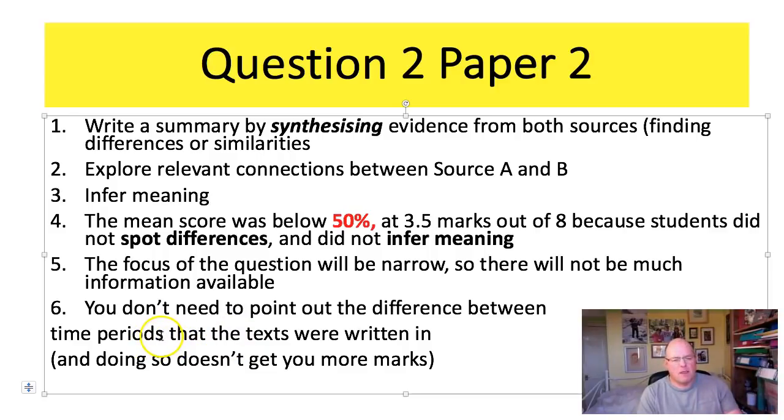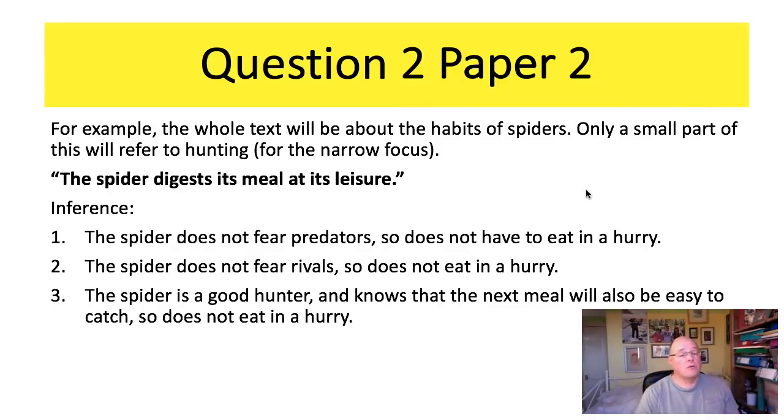One's obviously a 19th century or earlier text, will it be 19th century, sorry. You don't get any marks for pointing out that one's written 150 years ago, and you don't get any more marks for saying that. Okay, so that's not part of the mark scheme. So the problem I told you was that students typically found a difference but didn't infer.